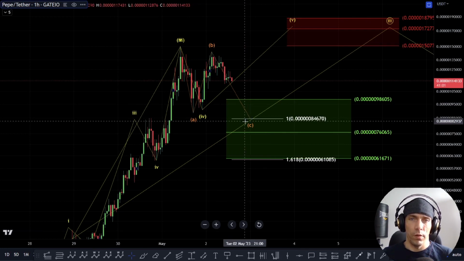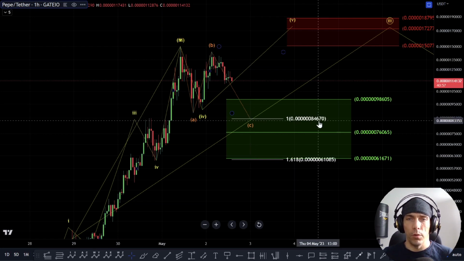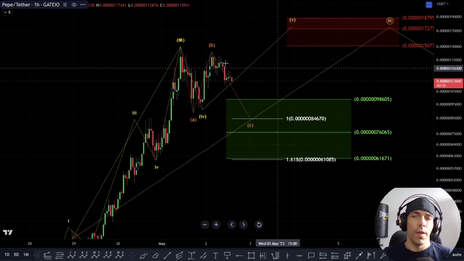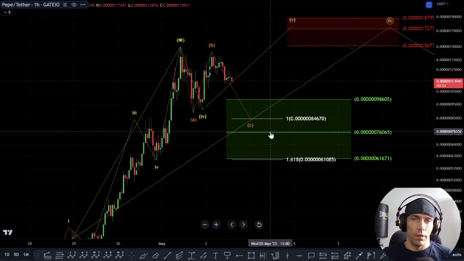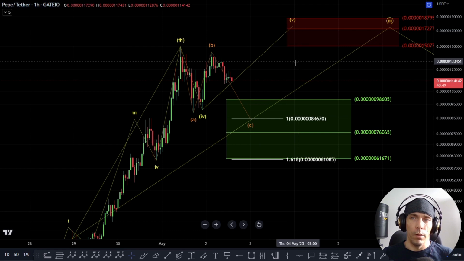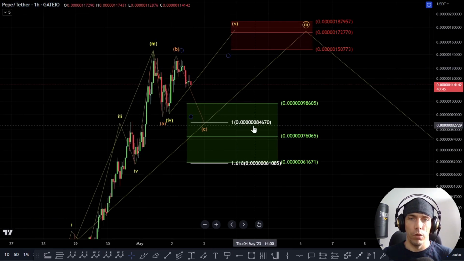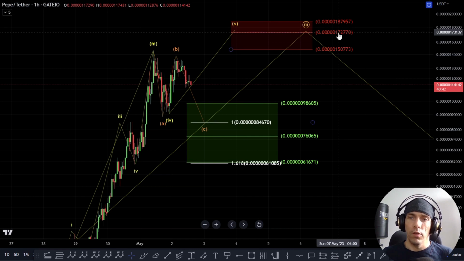Either we could see a smaller C wave down here where we actually just break down towards the zone of this 846.670, and that could facilitate that as an ABC structure completed to the downside. And then we'd be looking for a fifth wave to the upside.